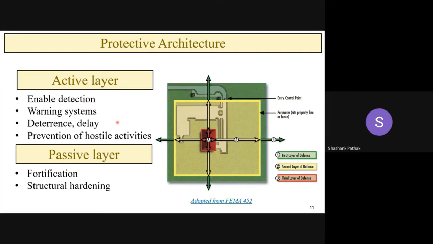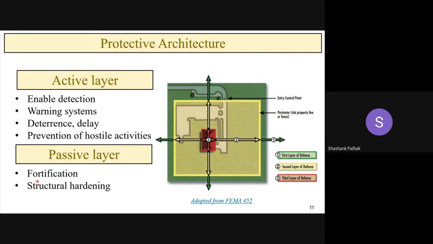These layers can also be defined in two ways, active layer and passive layer. The active layer contains detection, warning systems, some kind of delay by the security guards, and prevention of hostile activities, maybe by policing or some other help. We can stop the hostile activities. So those are actively stopping the terrorism activity and come under the active layer.